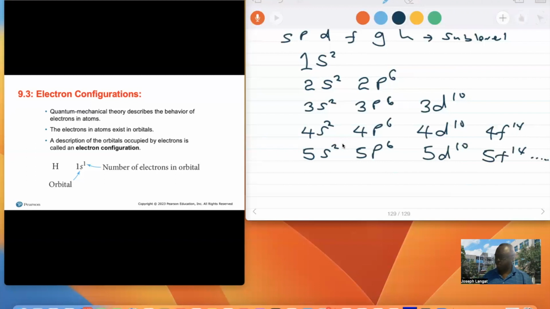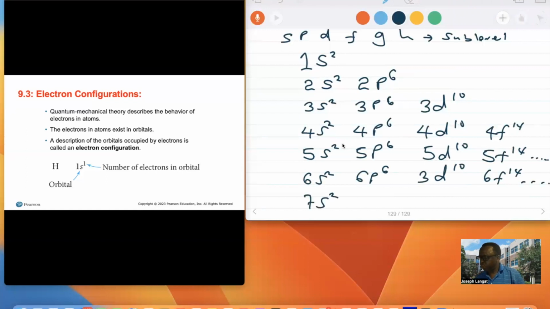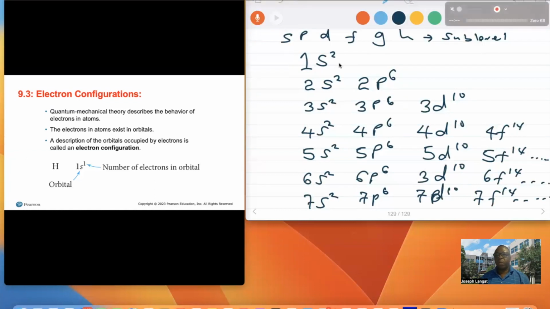It continues. And then 6s2, 6p6, 6d10, 6f14, 7s2, 7p6, 7d10, 7f14. In case you're wondering what the dots mean, if you look at shell number one, there is one sub-level.